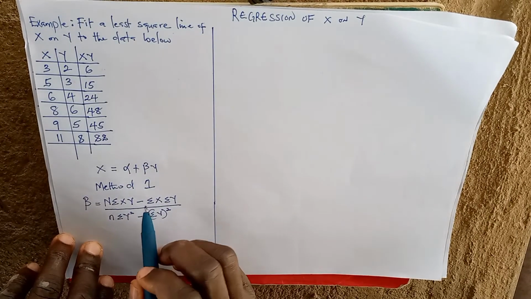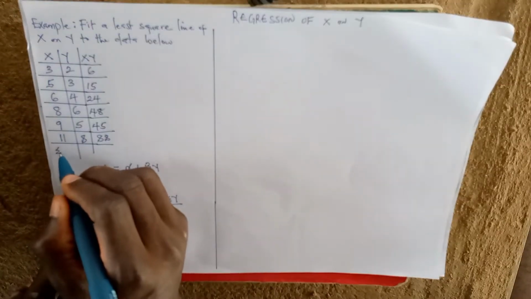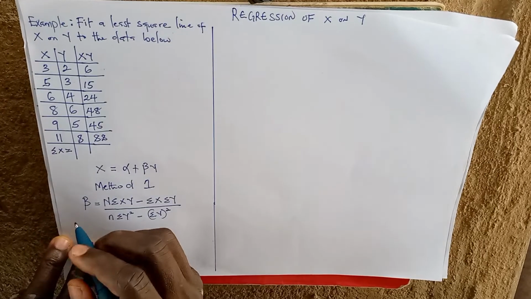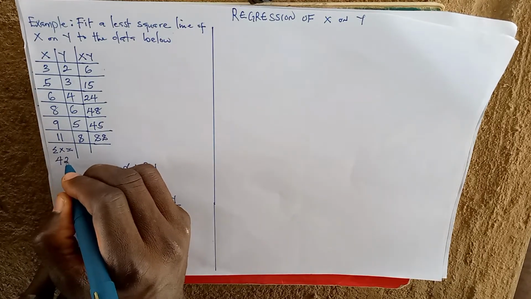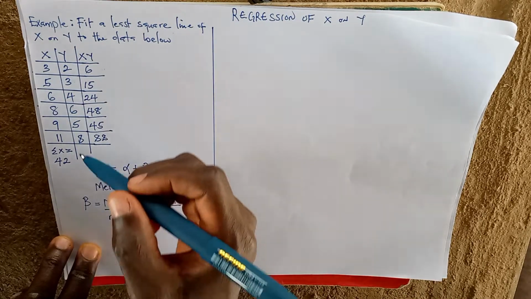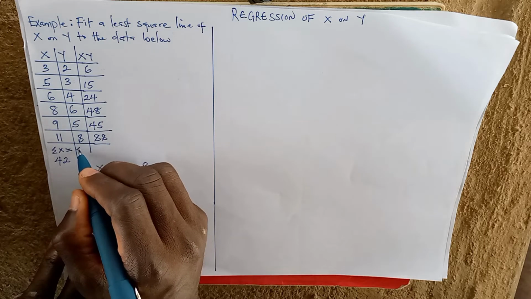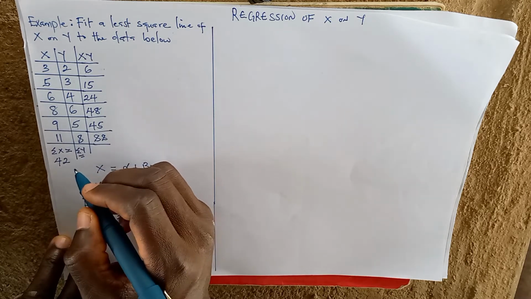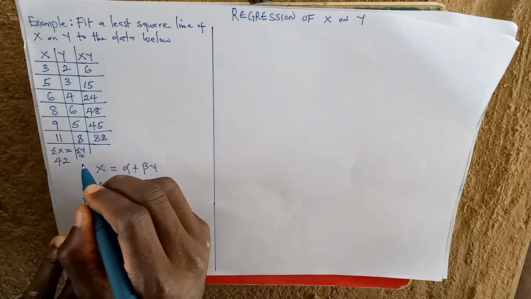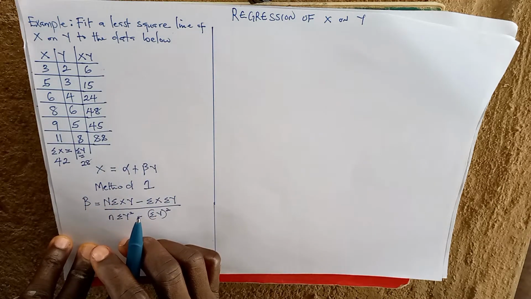Now here we have summation x and summation y. Summation x is the addition of all this column, so summation x here will give us 42. If you add all this column together, we're going to get 42. Now summation y, adding all this column together, our summation y will be equal to 28. Our summation y is 28.